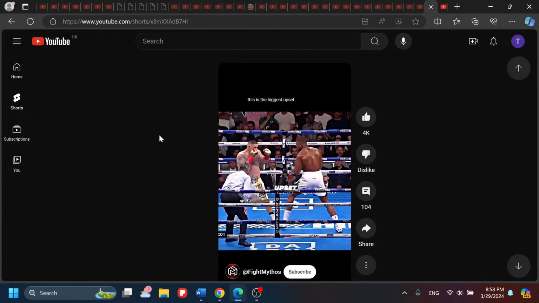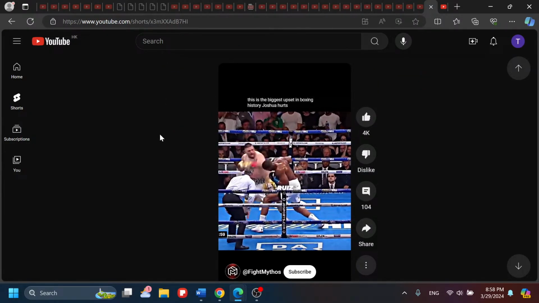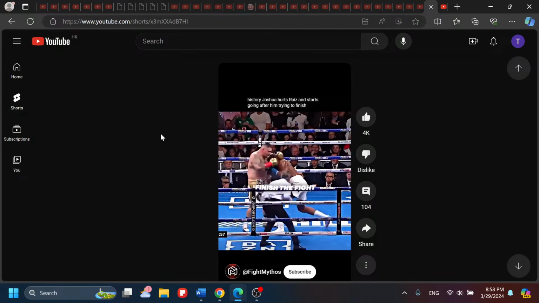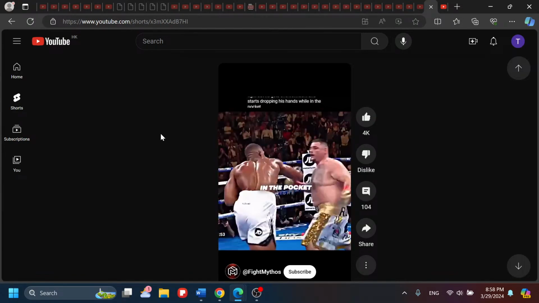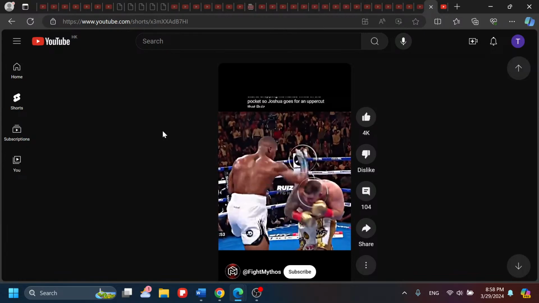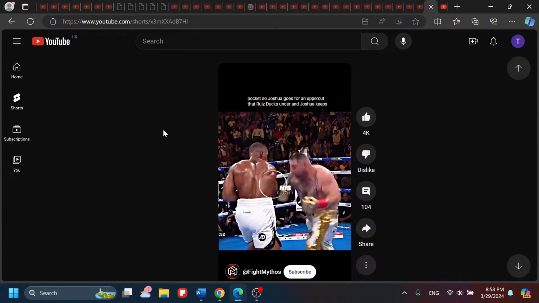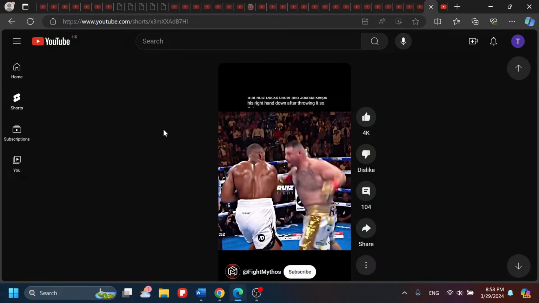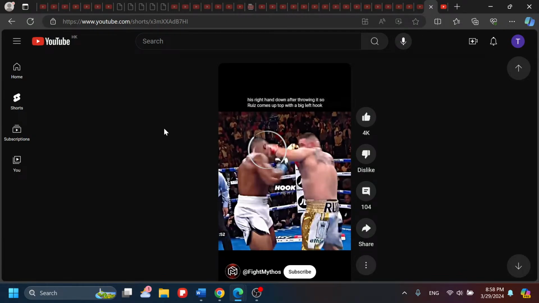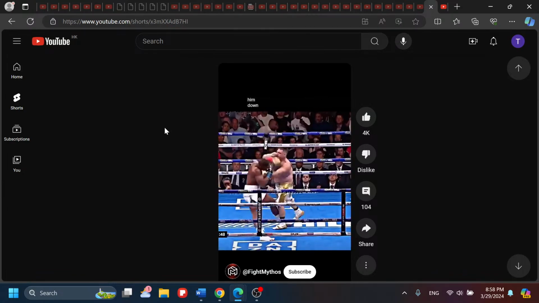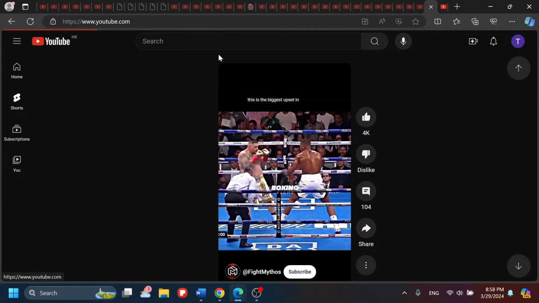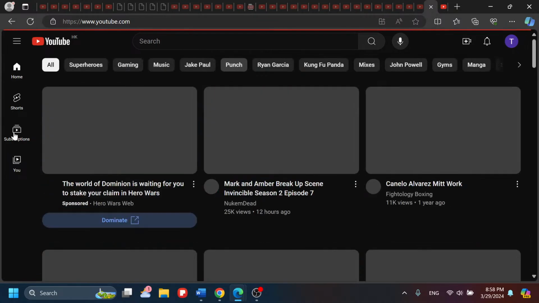This is the biggest upset in boxing history. Joshua hurts Ruiz and starts going after him trying to finish the fight, but he gets overconfident and starts dropping his hands while in the pocket. So Joshua goes for an uppercut that Ruiz ducks under, and Joshua keeps his right hand down after throwing it. So Ruiz comes up top with a big left hook that wobbles Joshua and eventually puts him down. This is the biggest upset in boxing history.